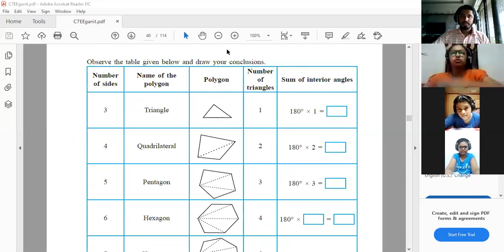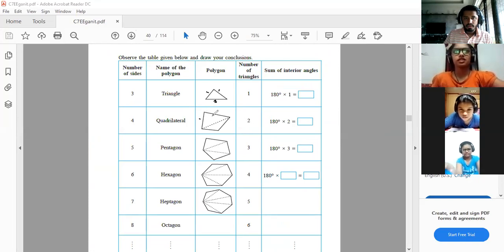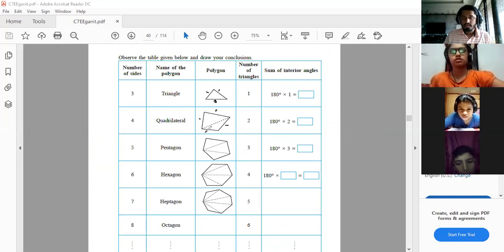This is a very simple thing what we are doing. Look at the screen clearly. I'm just minimizing. How many sides are there in this triangle? 3. 1, 2, 3 sides. How many sides are there in this quadrilateral? 1, 2, 3, 4. Four sides. Please count the number of sides in the quadrilateral.